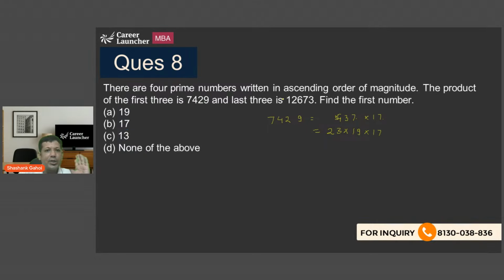So the product of the first 3 numbers is this. The product of the last 3 numbers is this. Okay. What is the first number? 17. Right? Because the overall product is increasing. So it means you are removing the smallest number and putting in a bigger number. Right? So do I need to worry about any other number? No. I got the answer in this question. I just prime factorized the first one. That's it. I don't need to prime factorize the second one. Got it? Everyone understood this question?